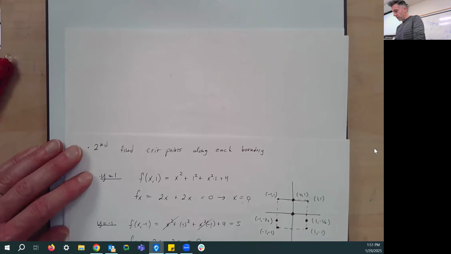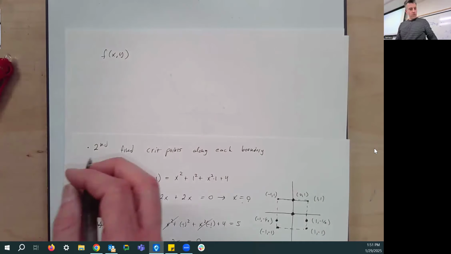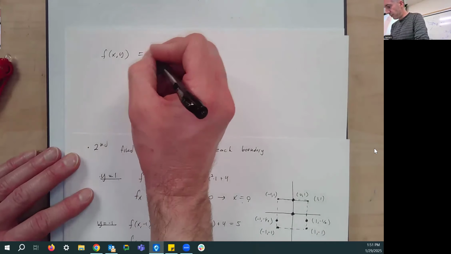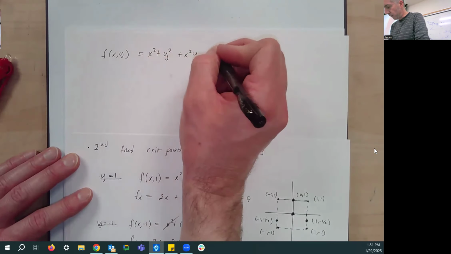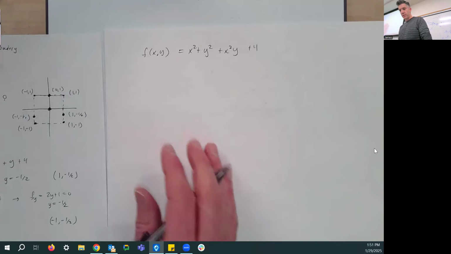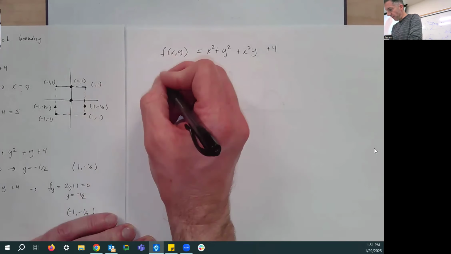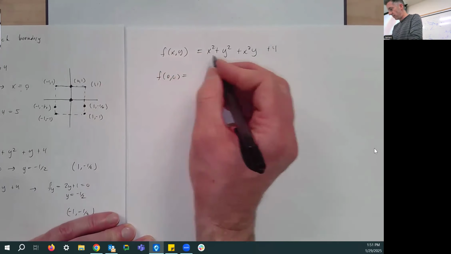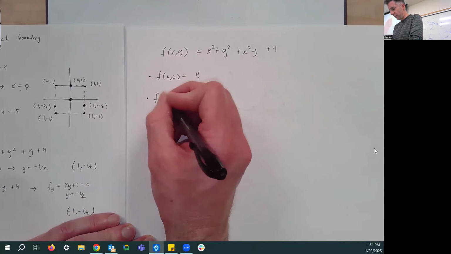So looking back at our points here. Our function again, a reminder, what was our function? x squared plus y squared plus x squared y plus 4. And we're going to check all 7 of these critical points. Just be smart about this. So f of 0, 0 is obviously 4. And then just kind of go through the list in whichever way feels the best.